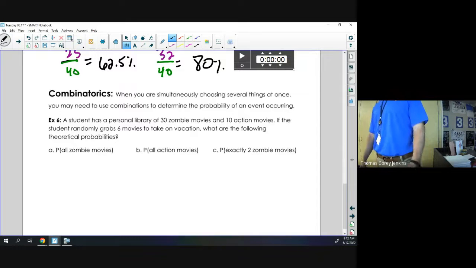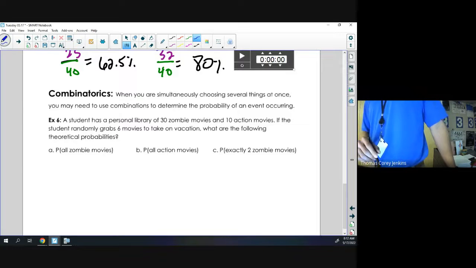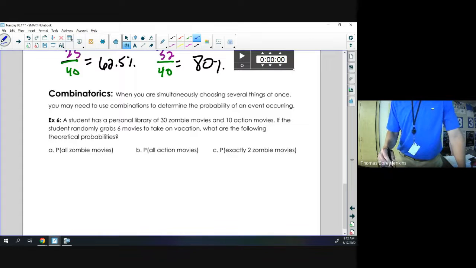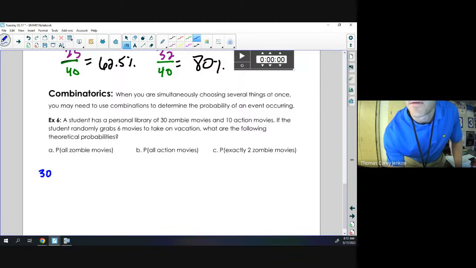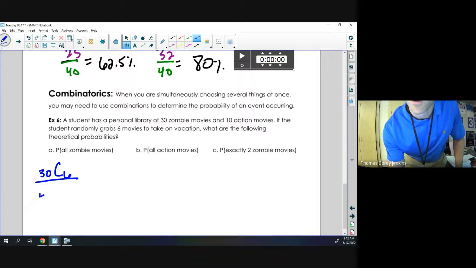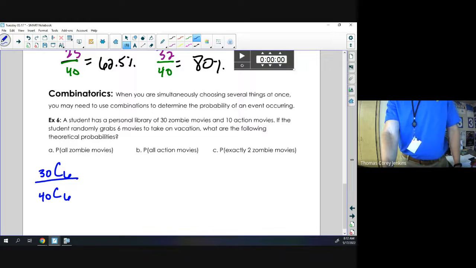Anyways, we're going to randomly grab 6. So what would be the probability of all 6 of those being zombie movies? So here is how you can set that up. Basically, the probability that we grab 6 zombie movies is going to be 30 zombie movies, and we get a combination of 6. And then we're going to divide that by all of our movies and a combination of 6.